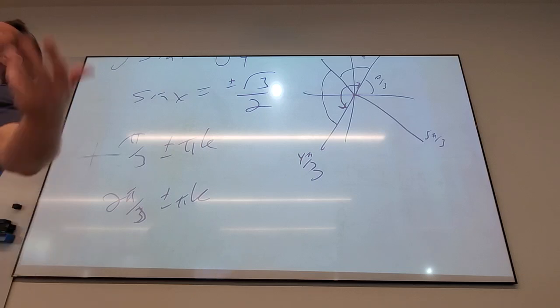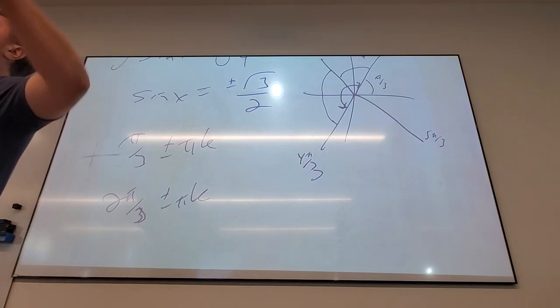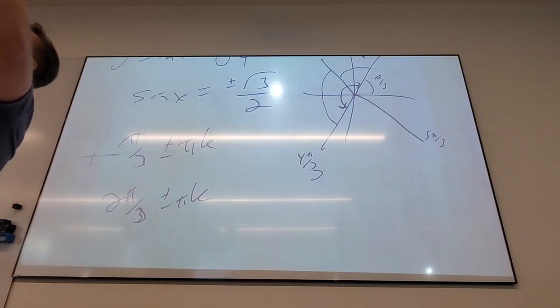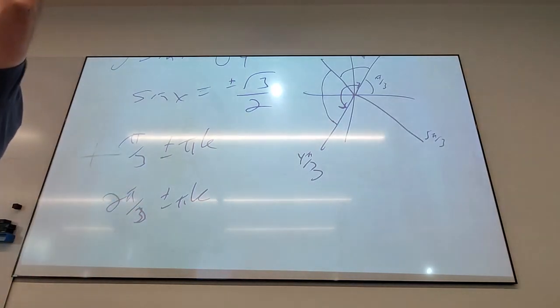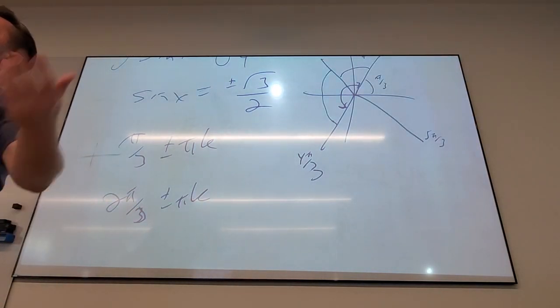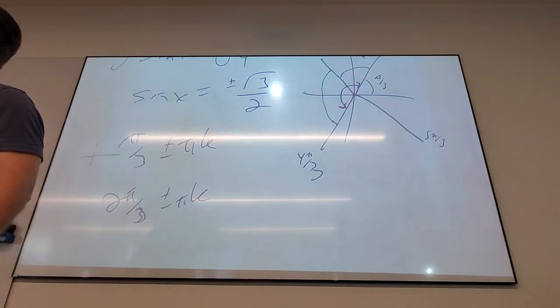Now, if you put pi over 3 plus or minus 2 pi k, 2 pi over 3 plus or minus 2 pi k, 4 pi over 3 plus or minus 2 pi k, 5 pi over 3 plus or minus 2 pi k, you're technically not wrong. You're just doing it incredibly inefficiently. Depending on how I feel, I might take a point off. We'll see.